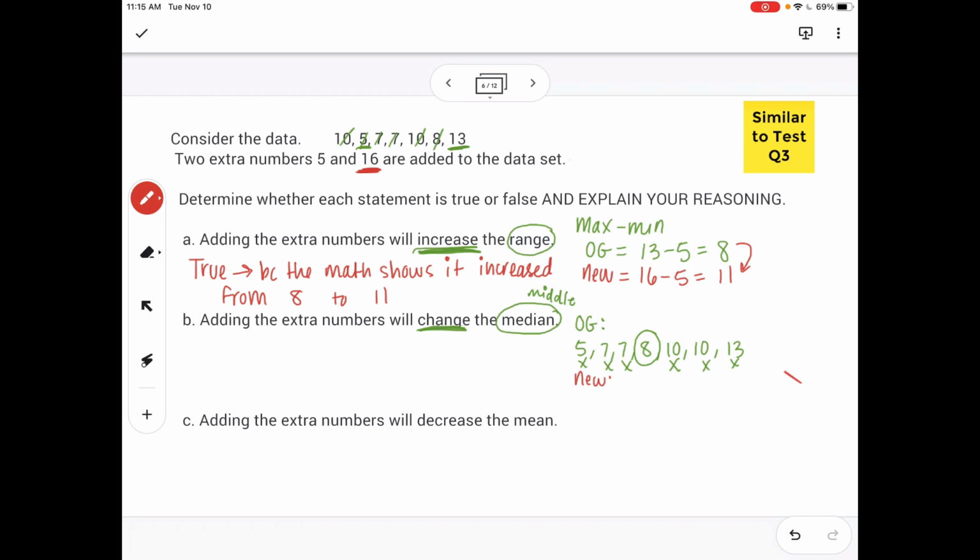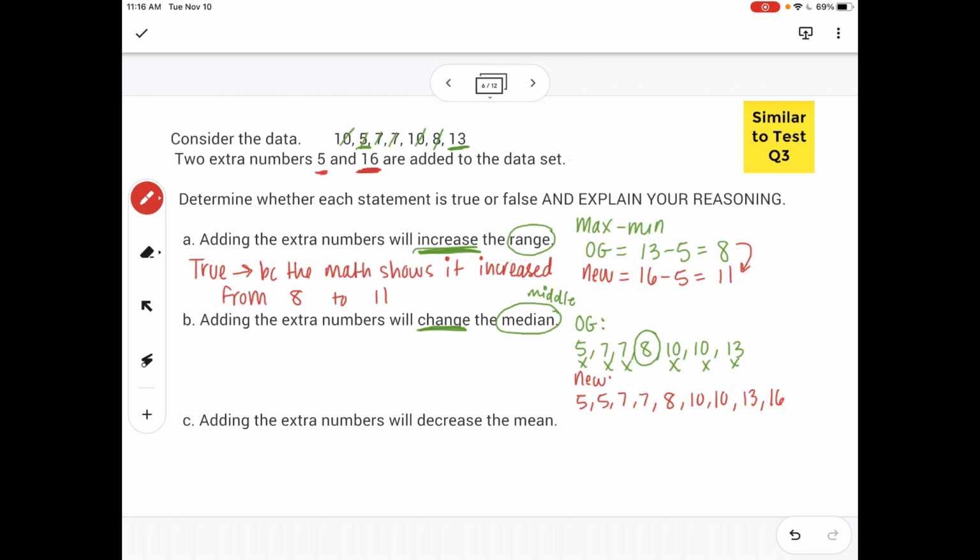So I have another 5 to add to this set, so I'm going to do 5, 5, 7, 7, 8, 10, 10, 13. And then the very last one would be 16. So we added our new values of 5 and 16 to that set.